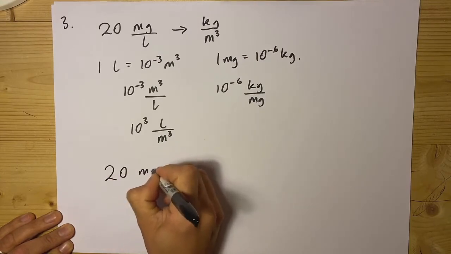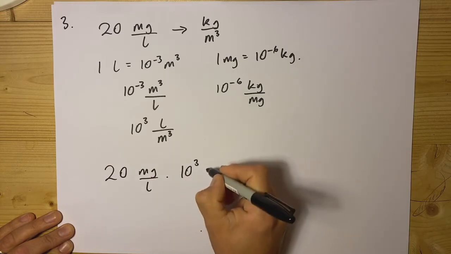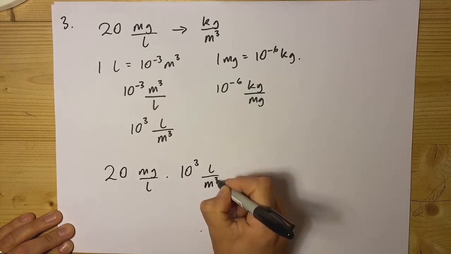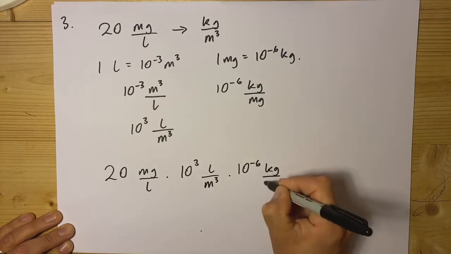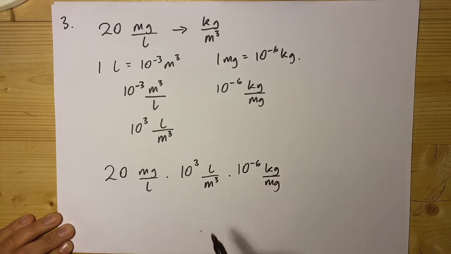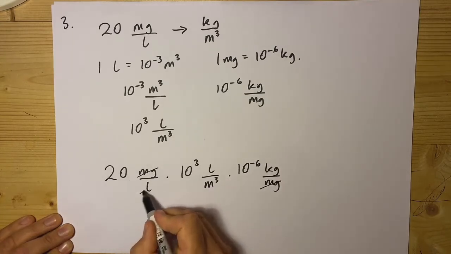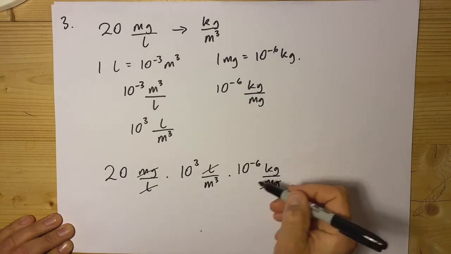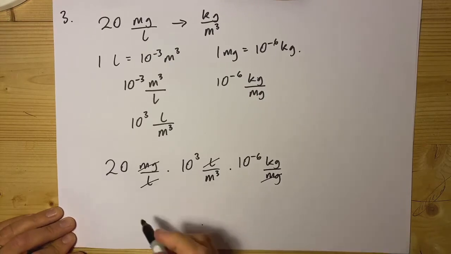So 20 milligrams per litre times 10 to the power 3 litres per metre cubed times 10 to the minus 6 kilograms per milligram. If we have a look here, milligrams cancel out, our litres cancel out, and we're left with kilograms per metre cubed. So this is going to work. We just need to go through and multiply our numbers.